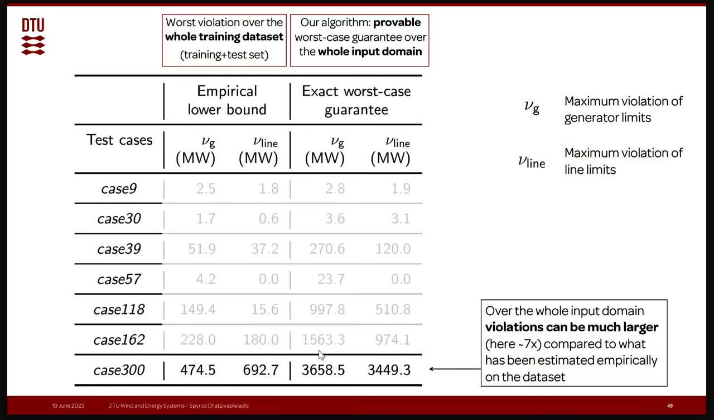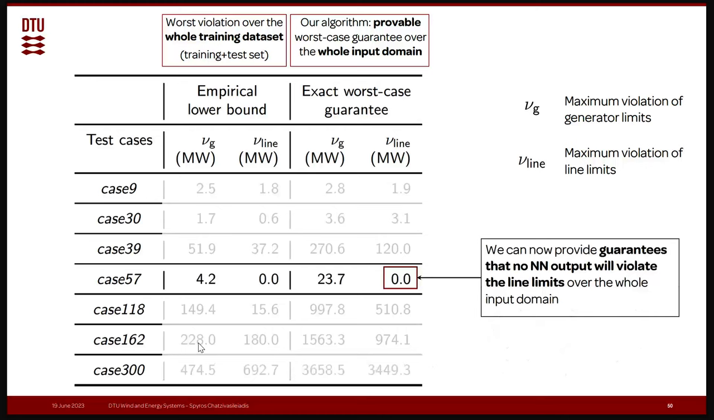So this is what will happen in the domain that we had never seen if I had just focused on my training data. Another very powerful result is that I can also certify that, let's say, for this 57 bus case, there is no violation. So I can take this neural network, deploy it in reality, and it will never violate my line flows.